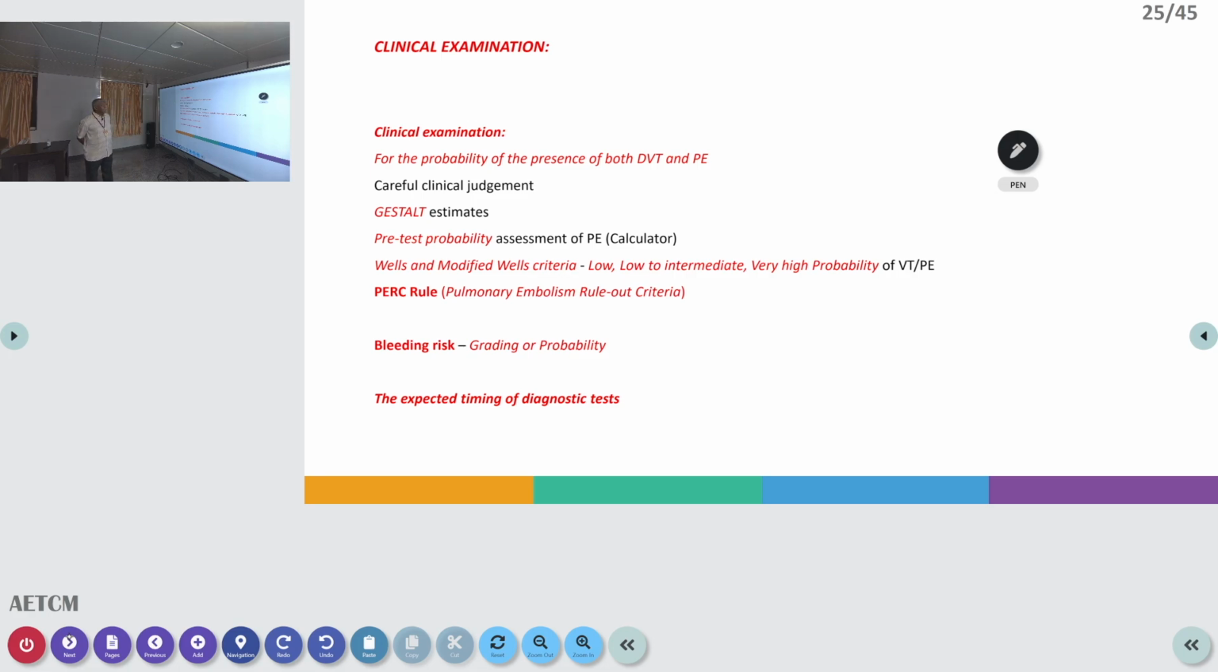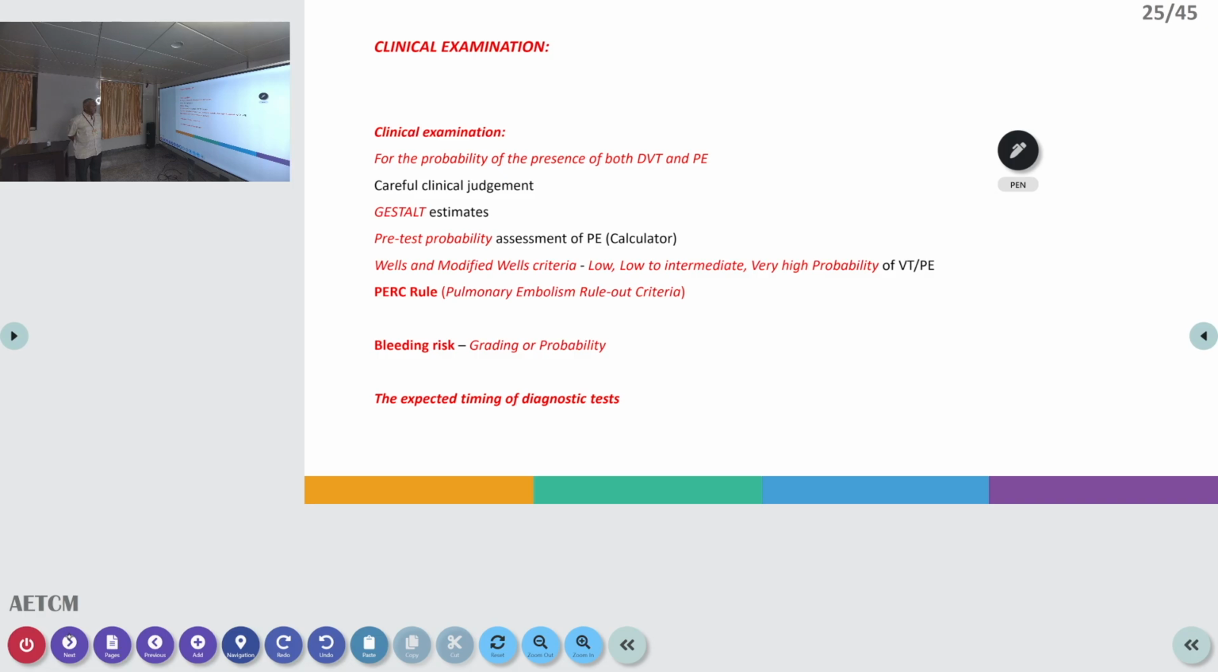Then clinical examination. We have to first examine the probability of the presence of both DVT and pulmonary embolism. So careful clinical examination, gestalt estimation. Here comes the pre-test probability assessment for pulmonary embolism. There are Wells and modified Wells criteria to classify if pulmonary embolism or venous thrombosis is there: low, intermediate or high probability. And the pulmonary embolism rule-out criteria. These are things you must incorporate in the clinical examination.